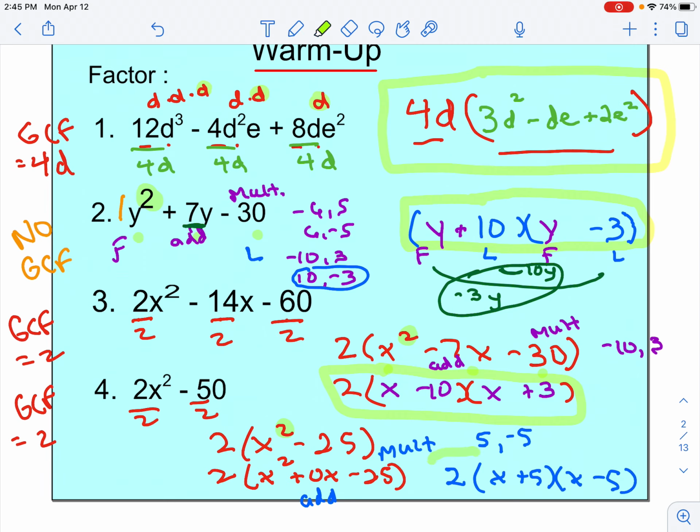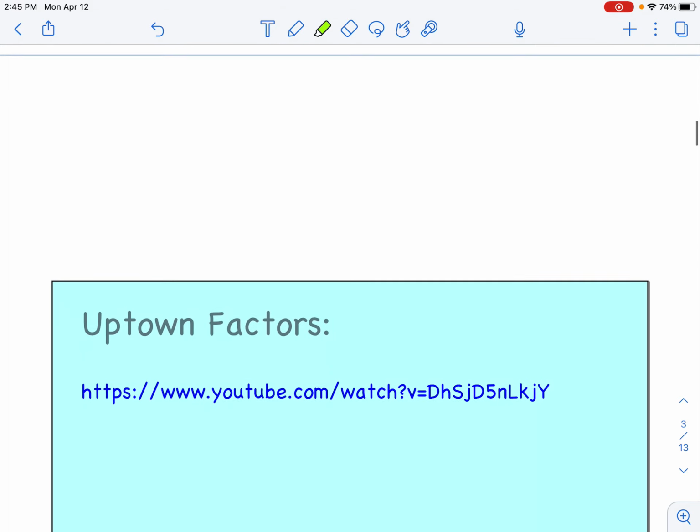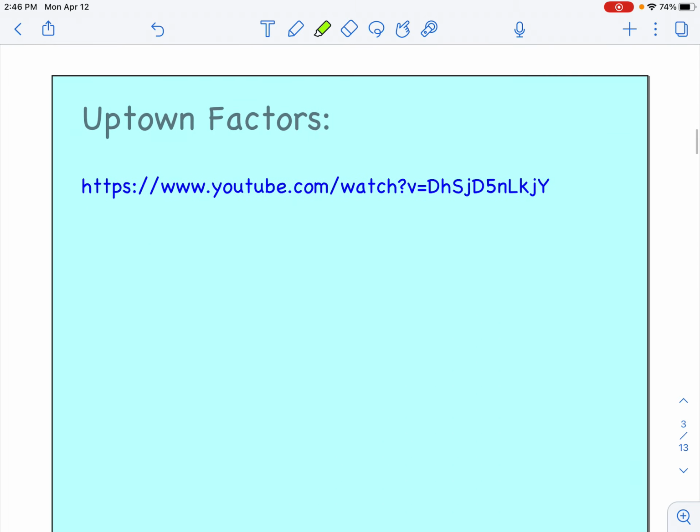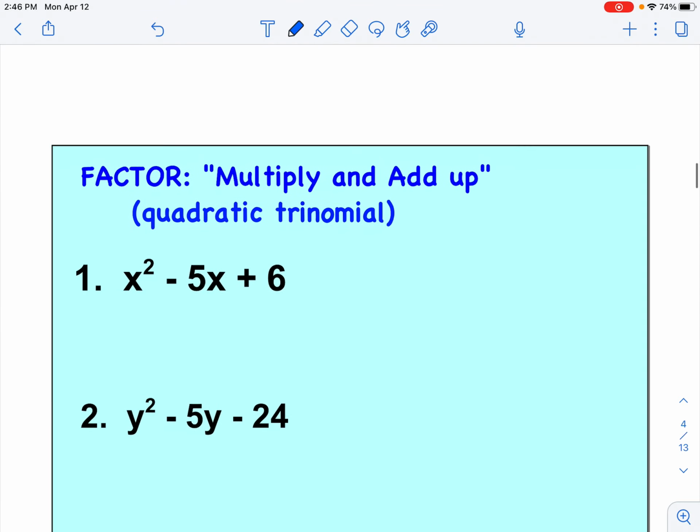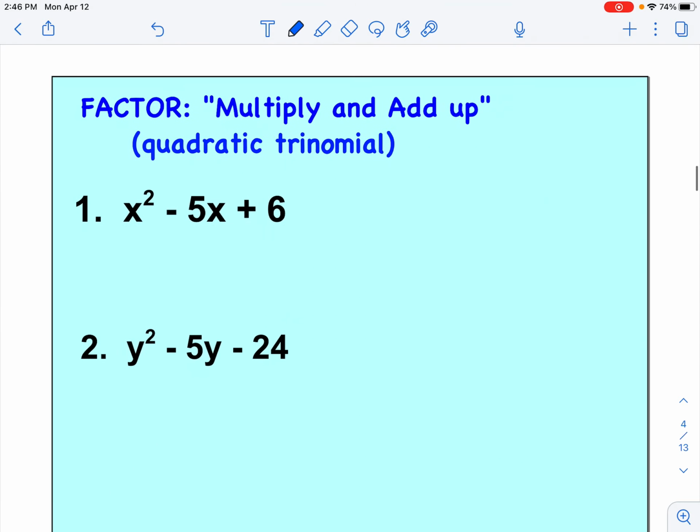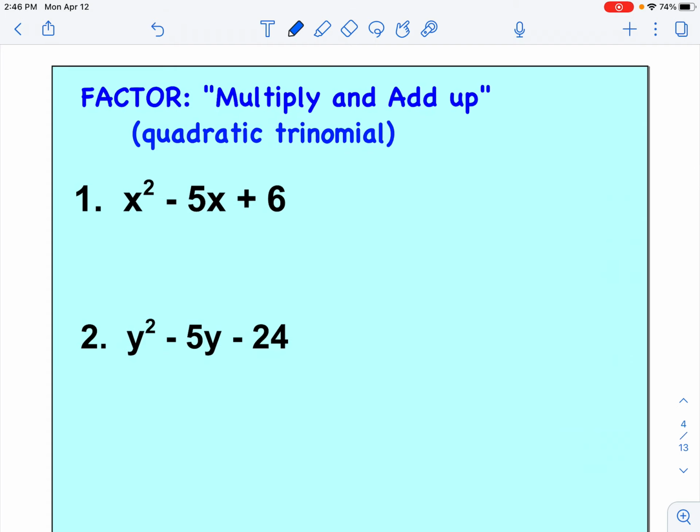Now I know some of these are getting pretty complicated, but many of you are ready for those additional challenges. In the last video, I showed you a little clip from a video of Uptown Factors to help you remember the multiply and add up. So you can type in that and search for that yourself. I'm not going to play it in this video as well, so you can go back to the video from day 8 if you would like to see that.